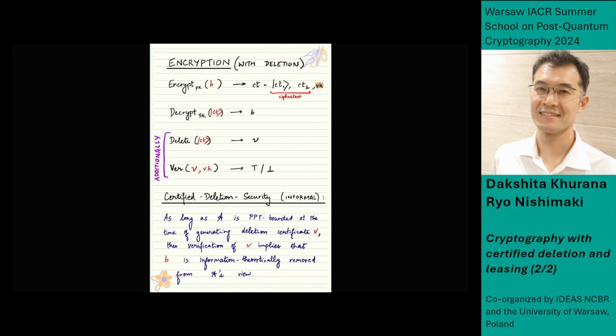We also have a deletion algorithm that takes this ciphertext and outputs the certificate D. And the verification algorithm takes this certificate and the verification key, and outputs valid or not. This is the syntax of encryption with certified deletion.